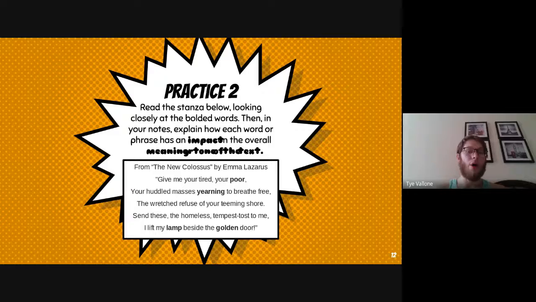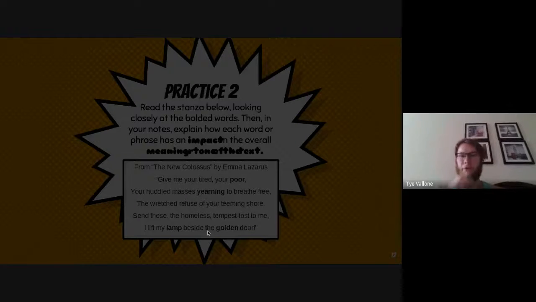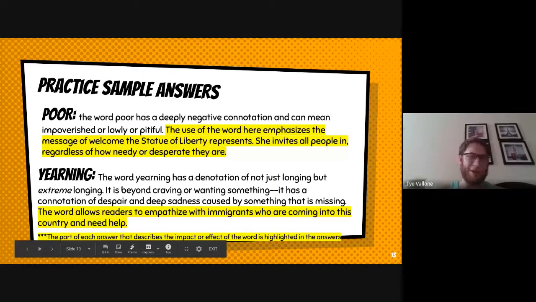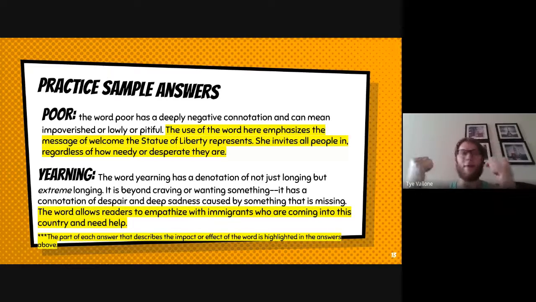They want it. Versus your huddled mass is yearning to be free. Oh, wow, they must really want to be free. They must be really desperate. That's why they want to come here and start a new life. So think about the different word. Each word has a different impact on the reader. And if we want more of an impact, we want to use a word that has maybe more of a negative connotation and maybe a dictionary definition that means a little bit more than I just want something. So that's how word choice plays in here.